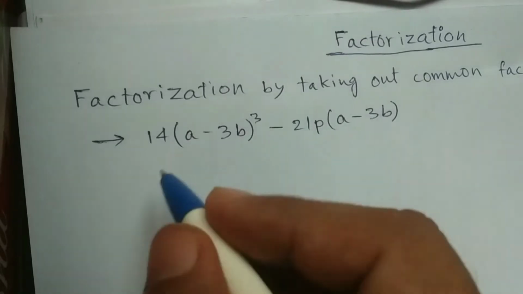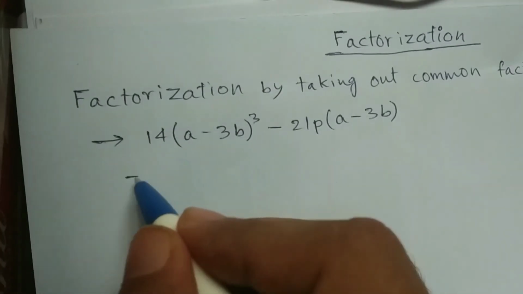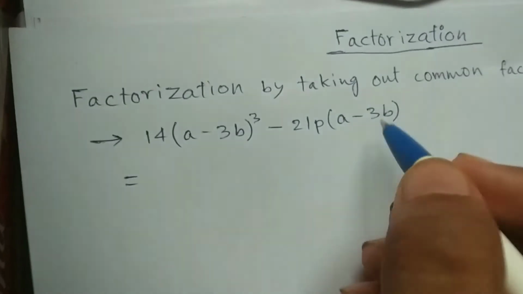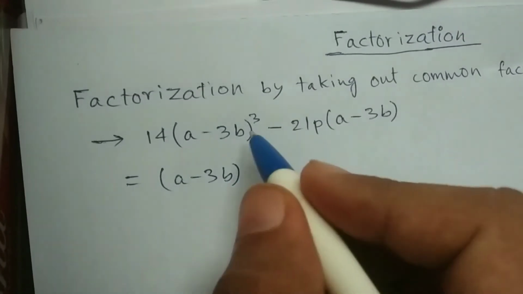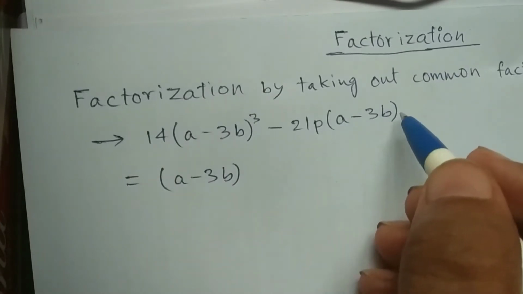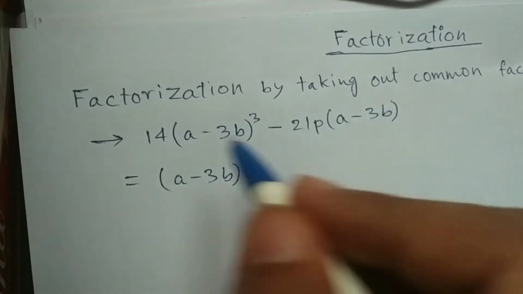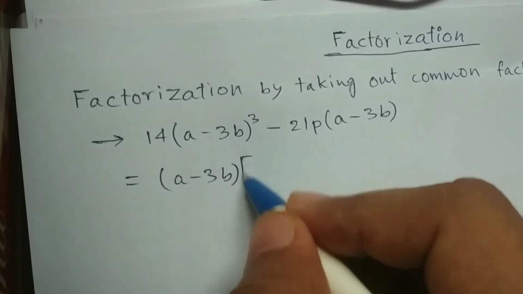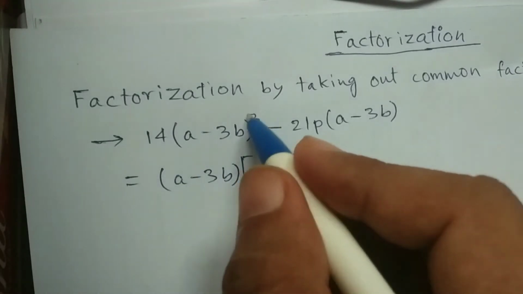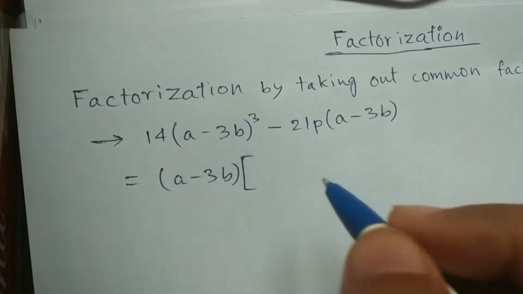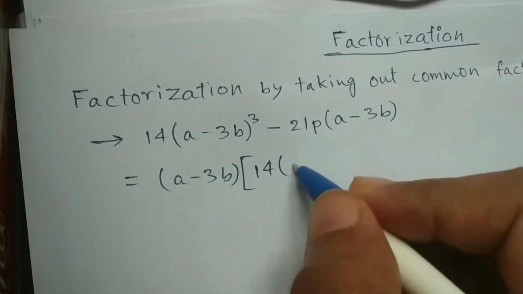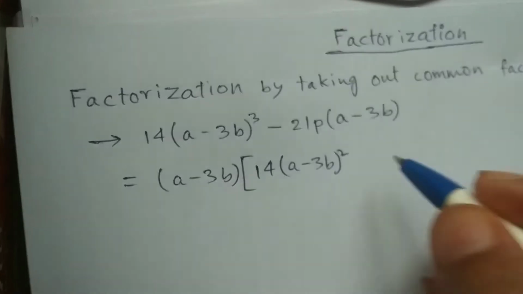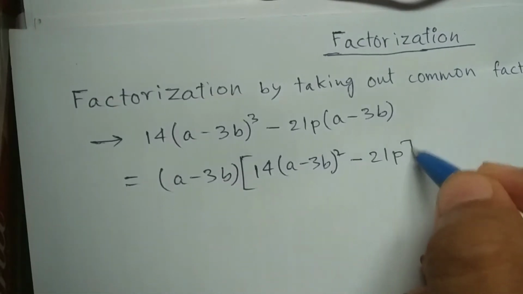Common means from both of the terms we can take a minus 3b as the common term. If I take a minus 3b as common, here only one factor is there and here it is 3. So I can take one factor as a common term. Now if I take that, then there will be 2 a minus 3b present over here, and at the very beginning 14 is there. So 14 into a minus 3b whole square minus 21b.